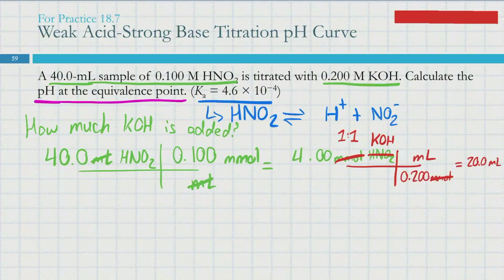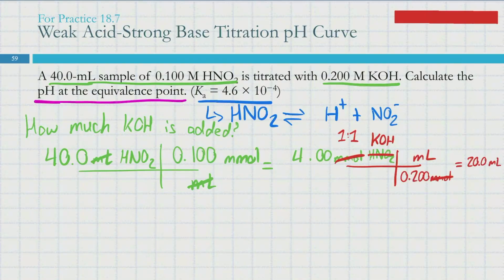The reason we needed to figure out this volume is this volume of 20 milliliters is going to be added to the 40 milliliter volume. We're going to have 60 milliliters in our flask. That's going to change our concentration of the NO2 that's produced. And we're going to be using an ice table, and we need to use molarity in an ice table. So that's why we had to figure out this volume first.